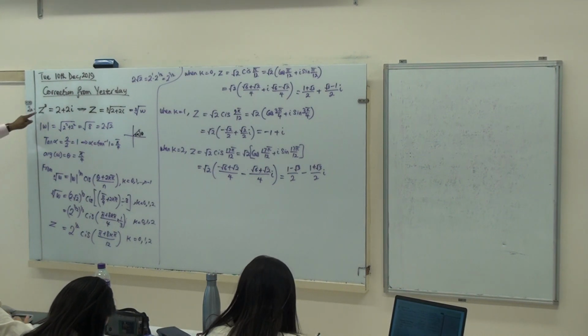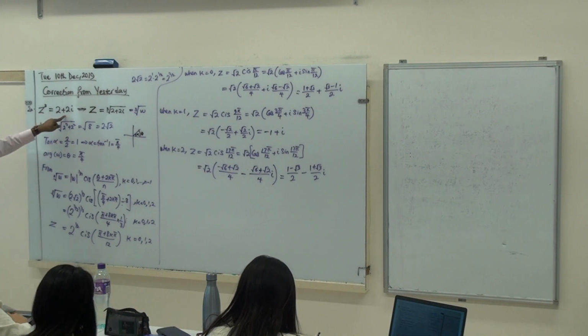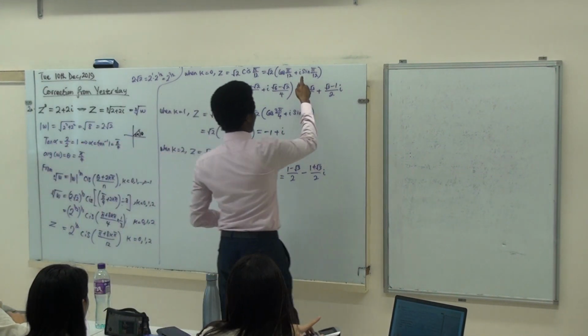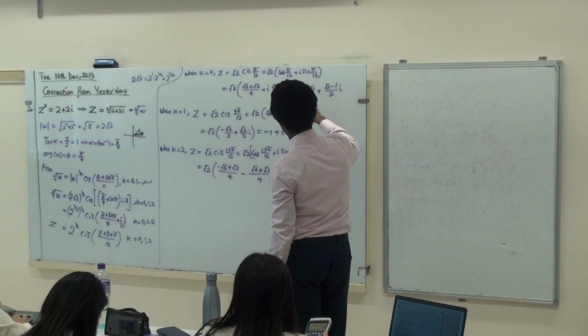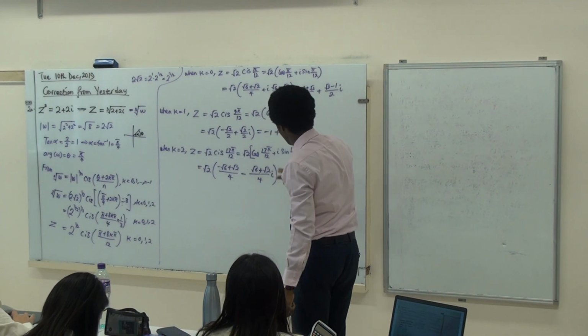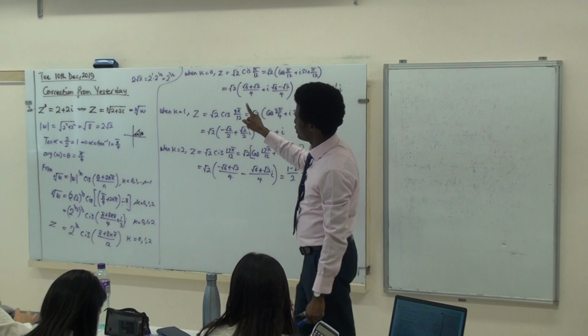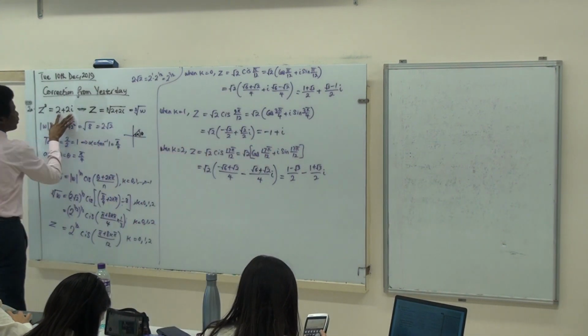Put in your calculator the cube of that and see if you get this. Of each of them, everything here to power 3, exactly the way it is. See whether in each case you get back 2 plus 2i.